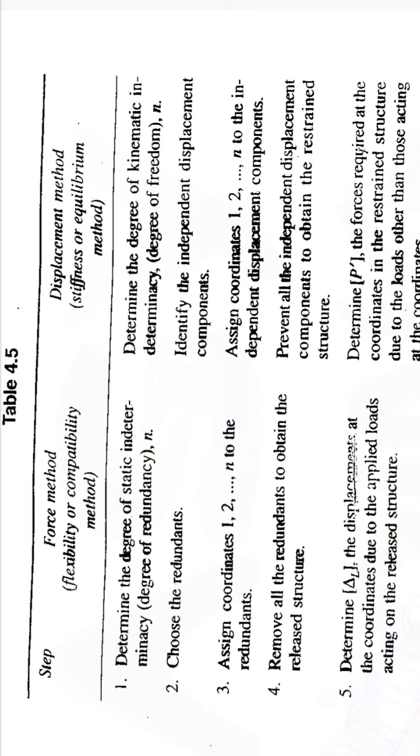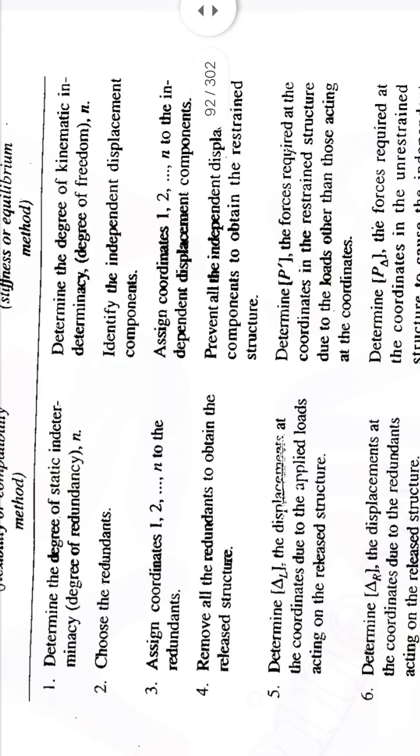Next, removing all the redundants to obtain the released structure. So whatever the coordinates you have assigned, for that you will remove the redundants and obtain the structure with released redundants. Next, preventing all the independent displacement components to obtain the restraint structure. To obtain this restraint structure, we prevent all the independent forces, because the structures we analyze are indeterminate, so we are making it determinate by using this analysis.